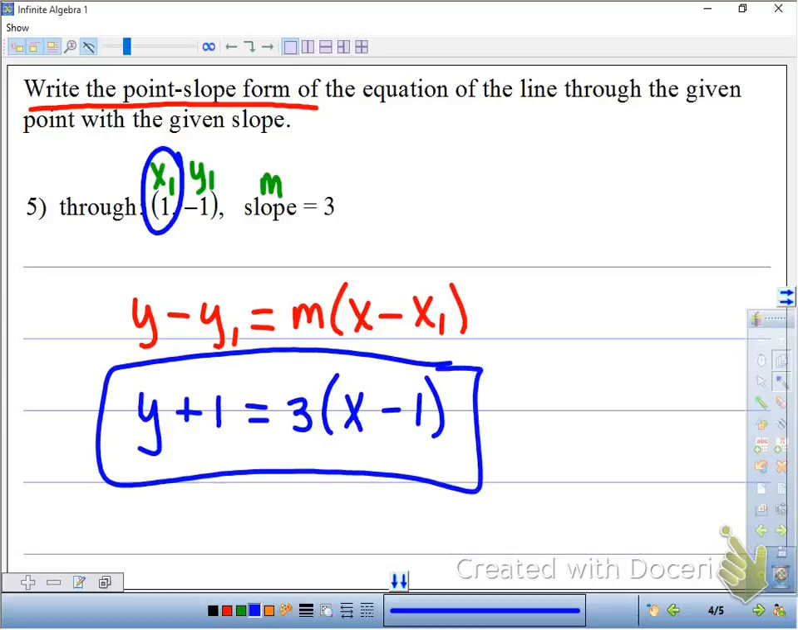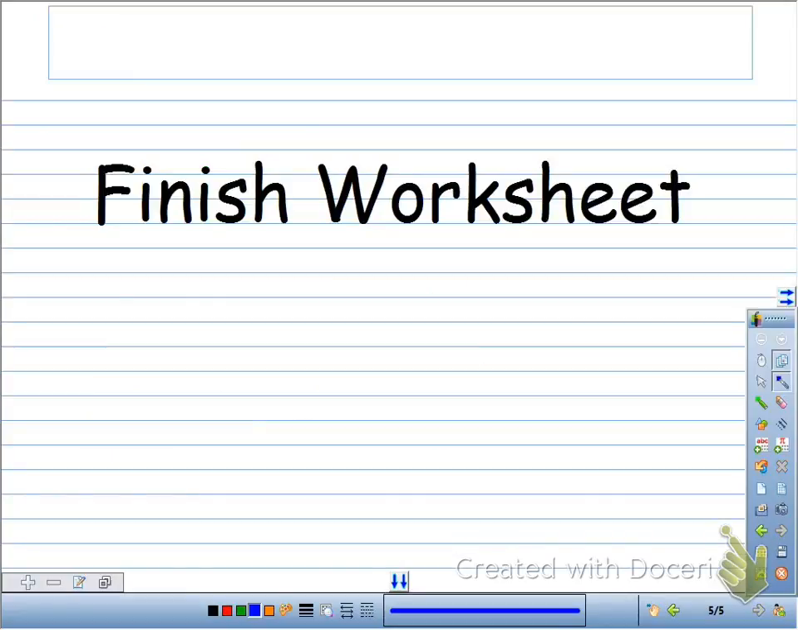These are the 5 problems that are going to be on your worksheet. Go ahead and finish up your worksheet. If you need to check it, you can go ahead and check it with the teacher that you have.